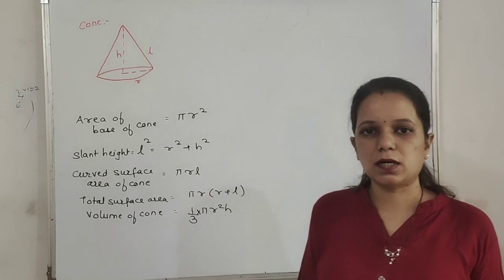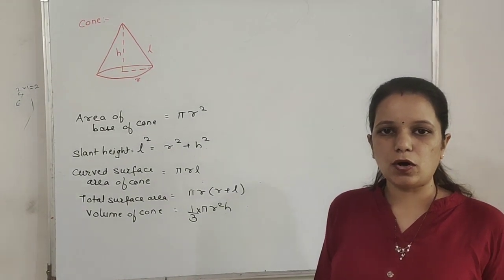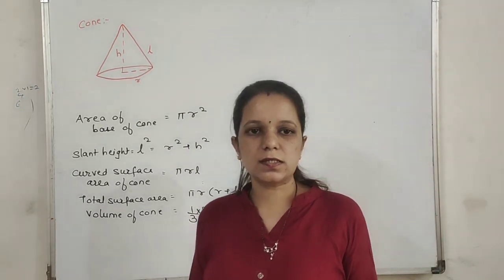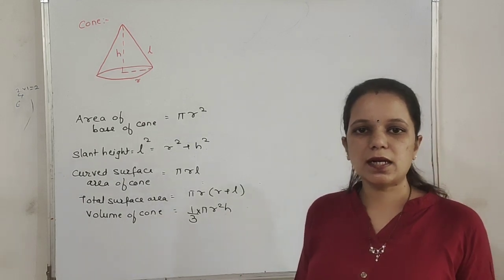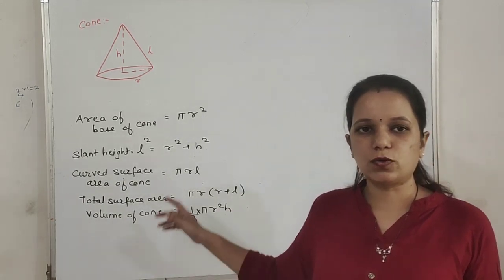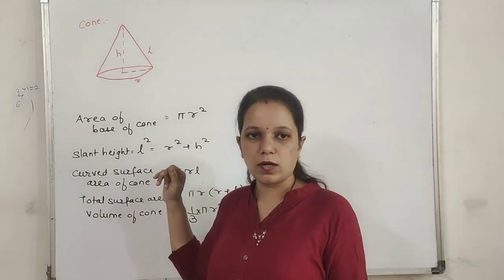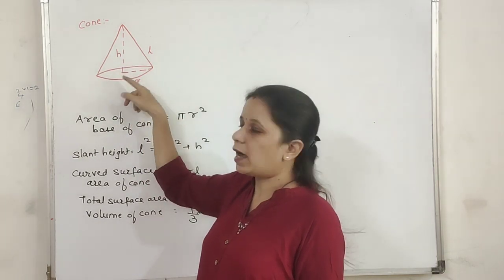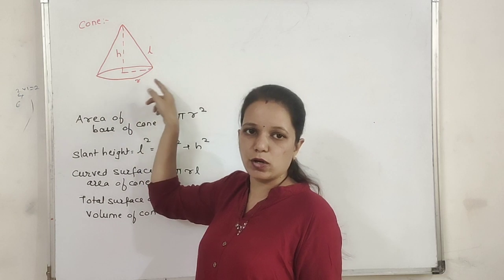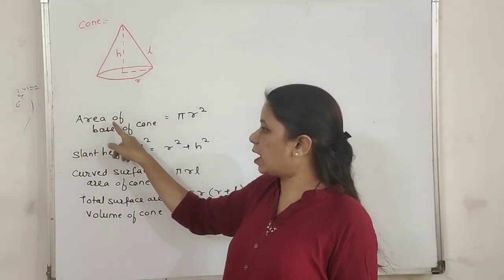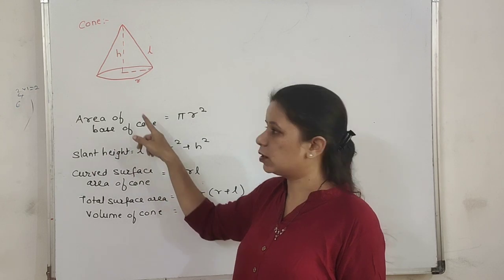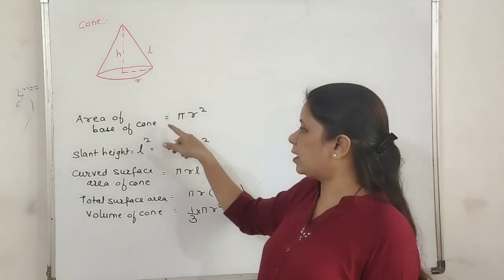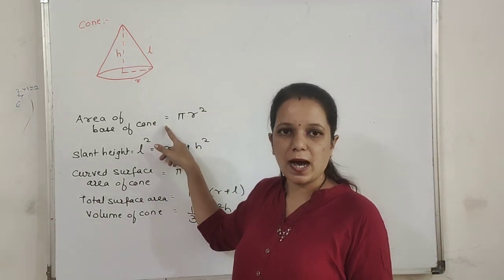Now we will just take an overview, or we will just recall the formulas for cone, because exercise 9.2 is entirely based on the figure of cone. Okay, so we will just take a quick overview of it. This is a cone. It has a curved surface area and this is in the triangular form. So now here, area of base of cone. The base of cone is in the form of a circle. So here we will take area of base of cone as pi r square.